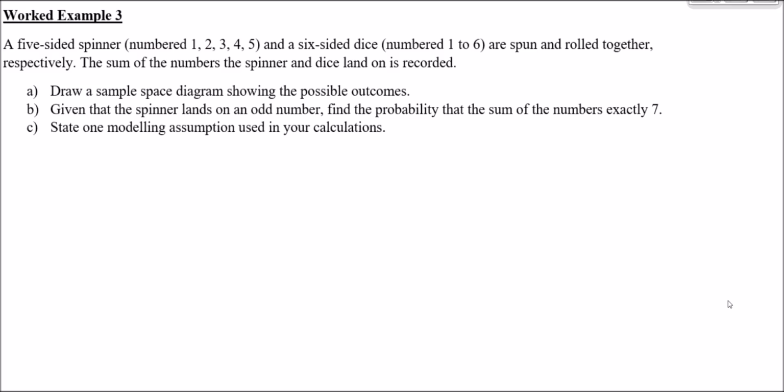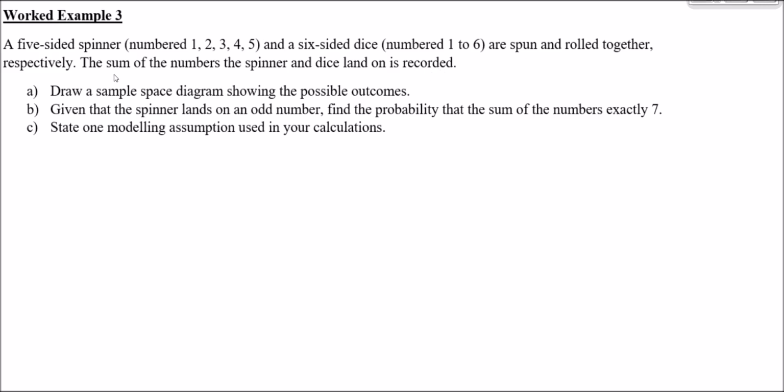Lastly, worked example 3. This time we've got a 5-sided spinner, numbered 1, 2, 3, 4, 5, and a 6-sided normal dice, technically a die, numbered from 1 to 6. They're spun and rolled together, respectively. So you spin the spinner, roll the dice. The sum of the numbers the spinner and dice land on is then recorded, so they're added together.